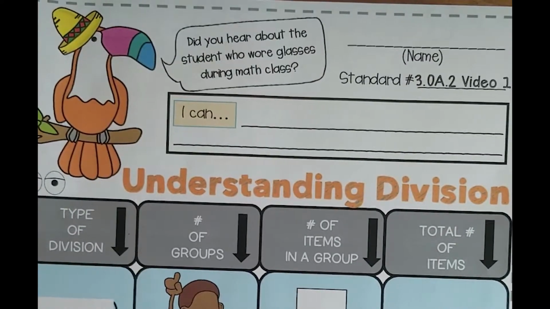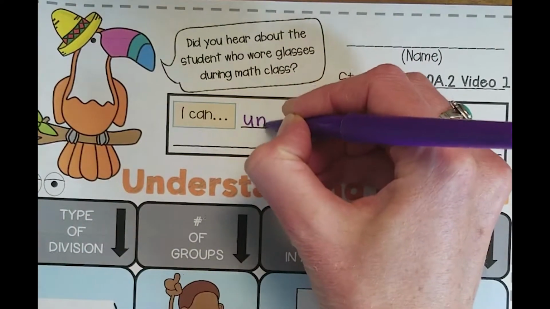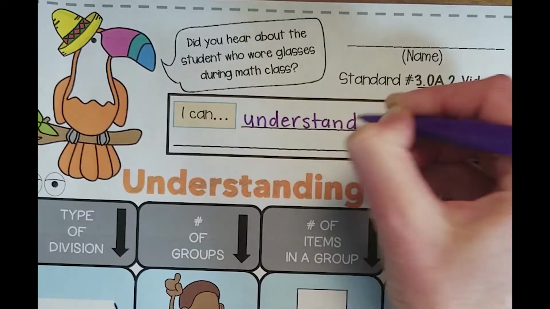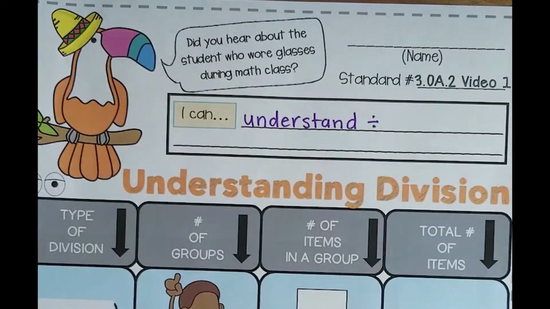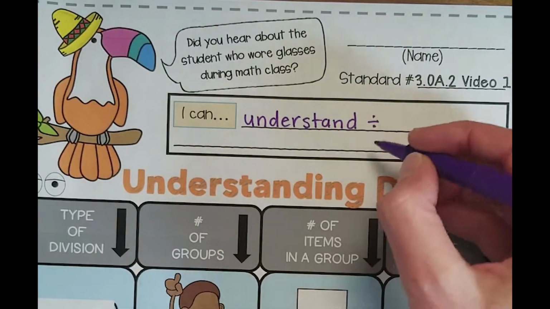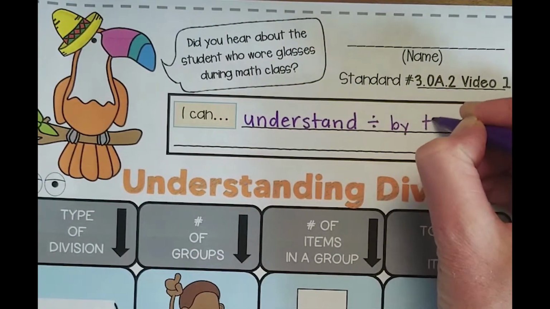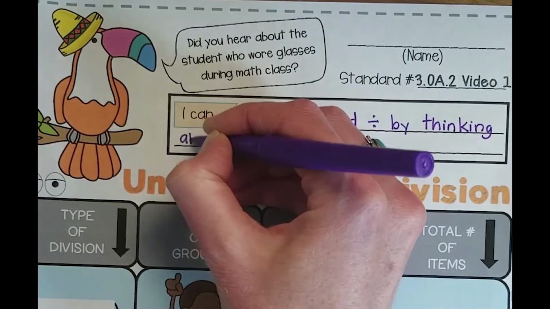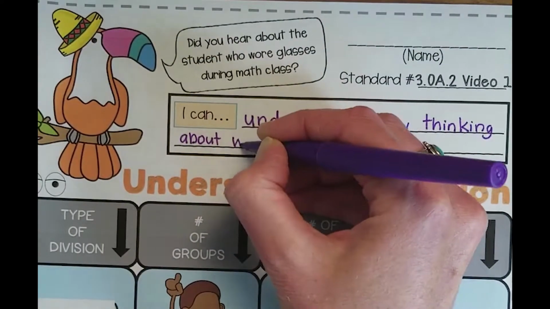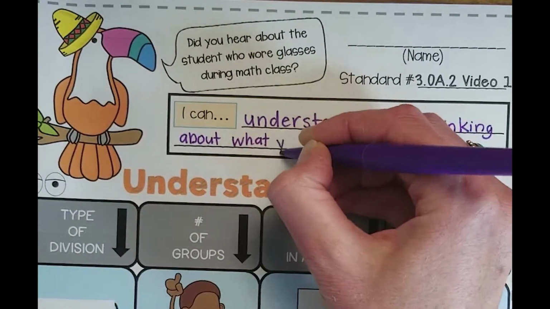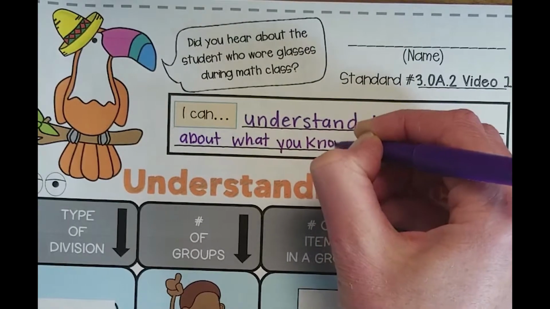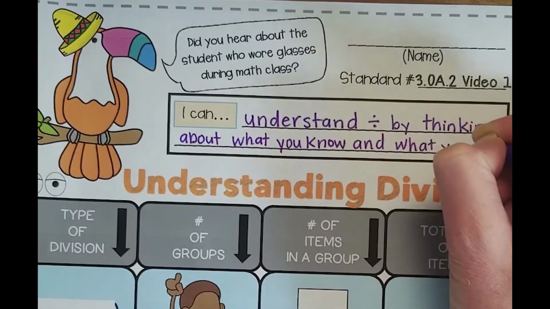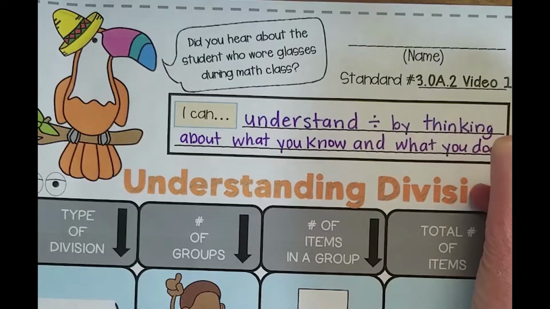Ucan wants you to understand division by thinking about what you know and what you don't.